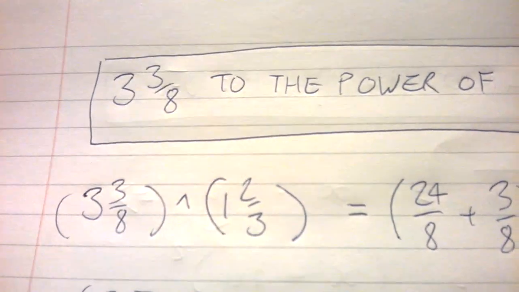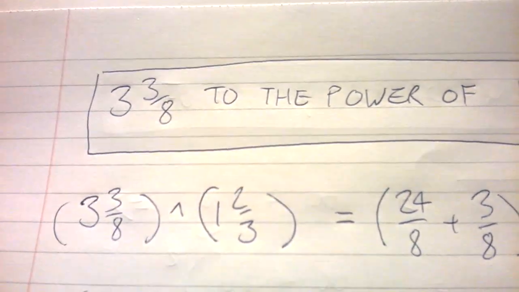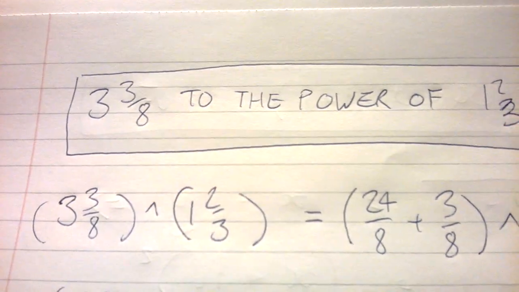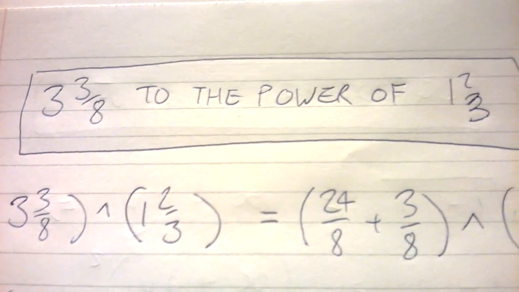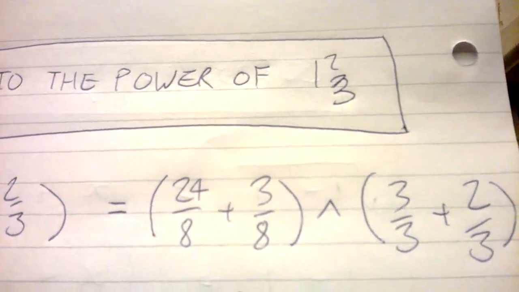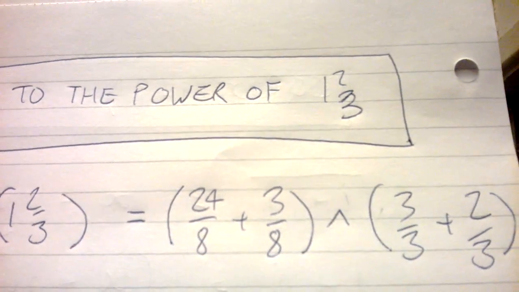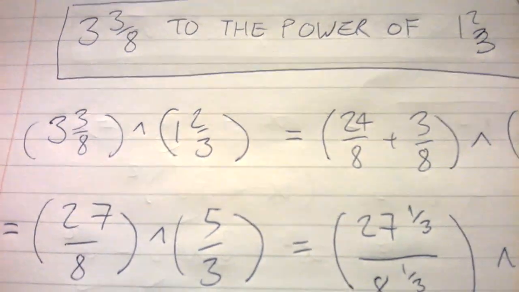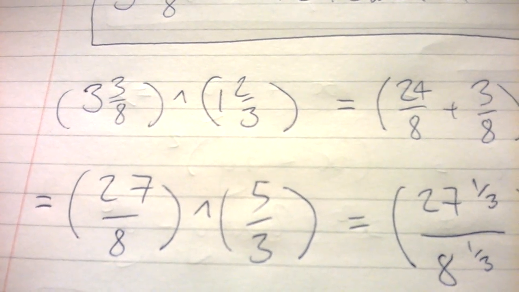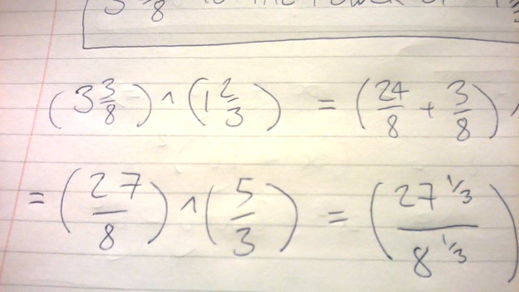So 3 3/8, another way of writing that, the 3 is 24 over 8. So I've got 24 over 8 plus 3 over 8. And then the 1 2/3, similarly, that's 3 over 3 plus 2 over 3, as it's being raised to the power. Converting them now to top-heavy fractions, I've got 27 over 8, all to the power of 5 over 3.